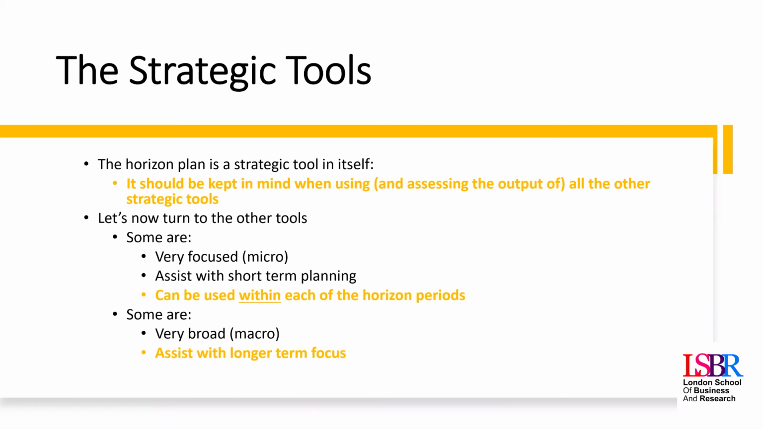Some of them can be very focused, and we call them the micro tools. They usually tend to help with Horizon 1. It's all about short-term planning, what's going on here and now. How can we change and adapt to what's happening in the market? Whereas others tend to be more macro. They are very much focused on looking at the long-term direction of the business. These are not something you would use for short-term planning. These are very much long-term thinking, medium into long-term strategic goals.